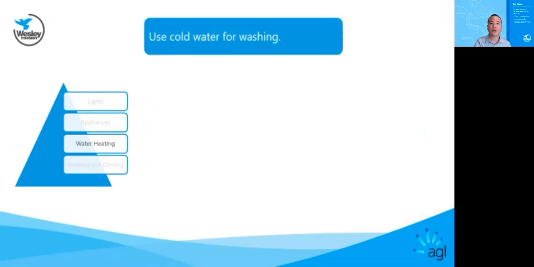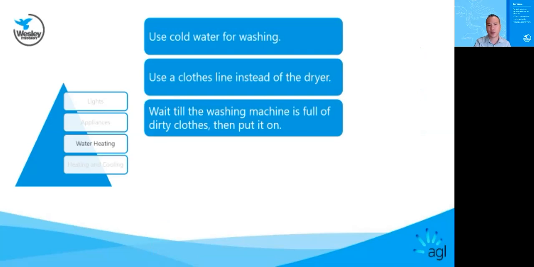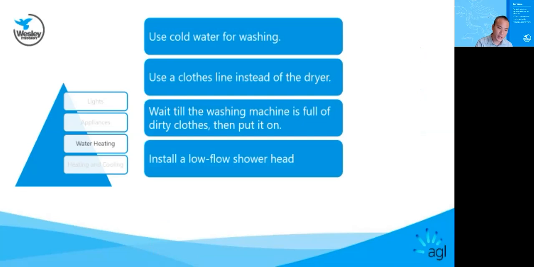Water heating. Use cold water for washing. Use a clothesline instead of a dryer. Full load before you put the washing machine on. This is a big one. Install a low flow shower head, because the cost savings here are in a number of places. So you're saving costs on your water bill, which is significant. We haven't even talked about that. And you're saving costs on that second part of the pie, which is really big, which was water heating.